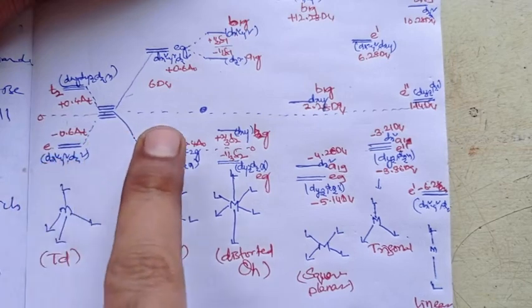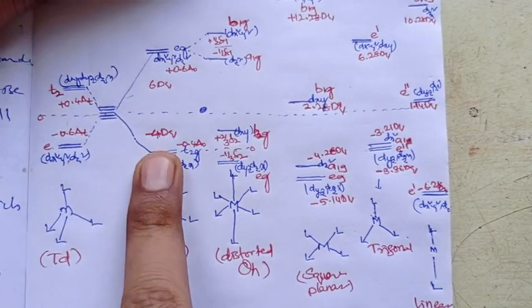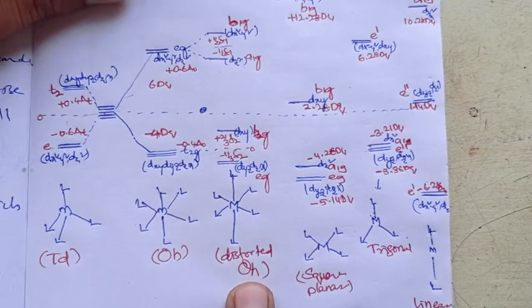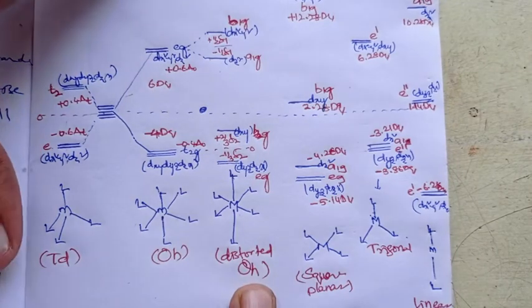Such tetrahedral and octahedral splitting patterns will be there. When it comes to distorted octahedral, the distorted octahedral splitting pattern is also called Jahn-Teller distortion. Jahn and Teller expressed their theory to define the distorted octahedral splitting pattern.